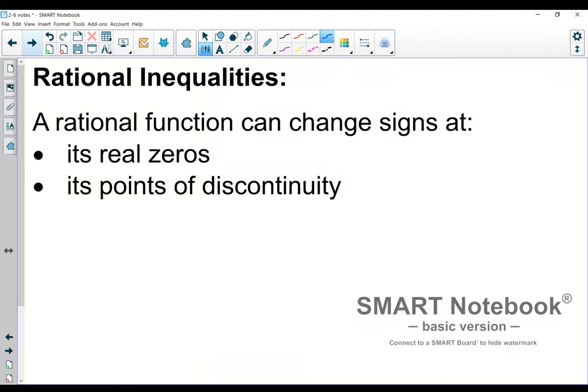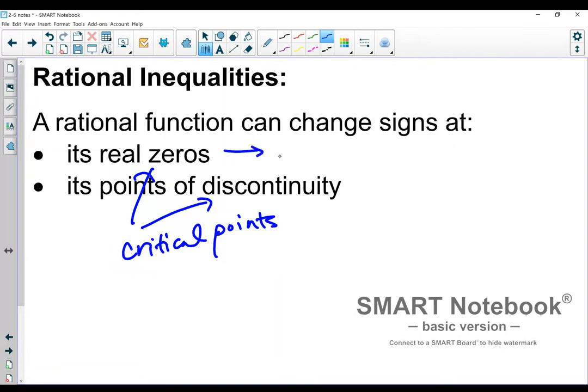So next we're going to look at rational inequalities. We're going to do those in a very similar manner. We're going to graph them, but now we can change signs at real zeros and at points of discontinuity. So these are all going to give us our critical points. Before, our critical points came just from our real zeros. Now they come from real zeros and discontinuity.